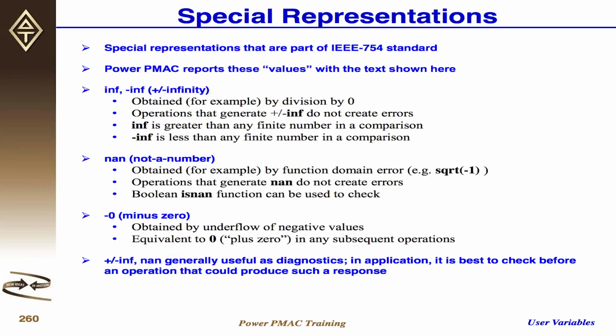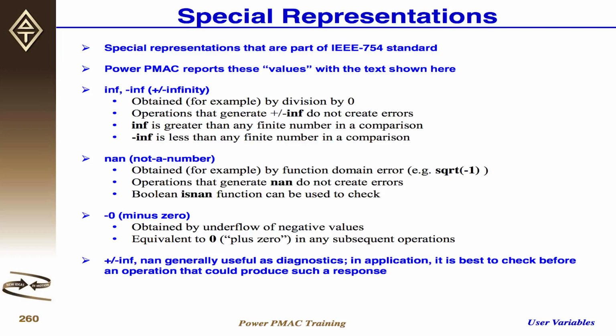Now, we also have some special representations, which are part of the IEEE 754 standard. PowerPMAC reports these values with the text shown here. It will show either INF or negative INF if you're doing something like a division by 0 that would result in a value of infinite or negative infinite. It will not create an error, but it will return that value. So if you look for that string in particular, you know, okay, I'm doing something wrong with dividing by 0.